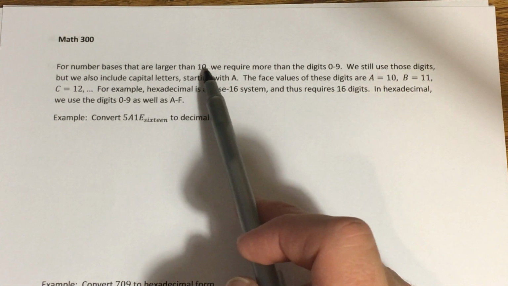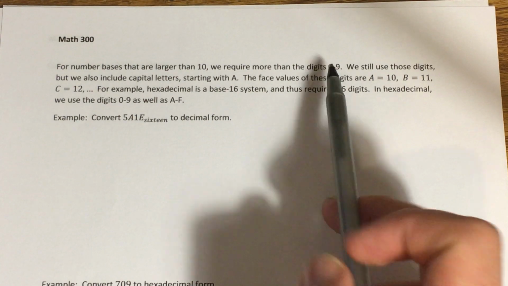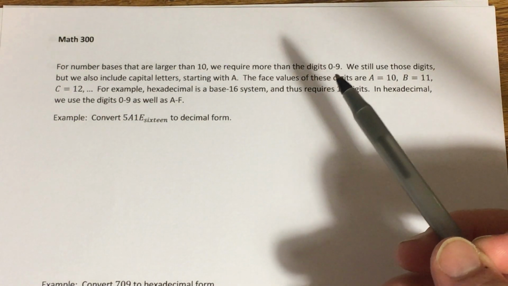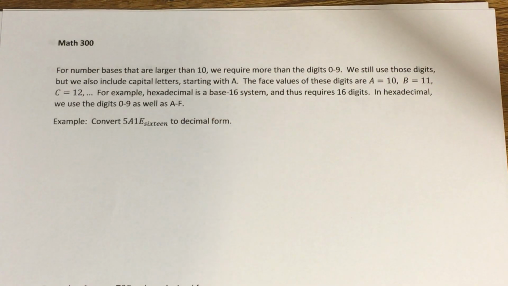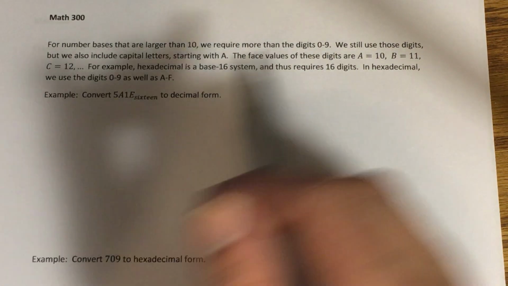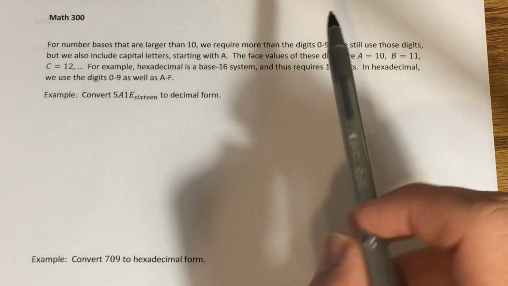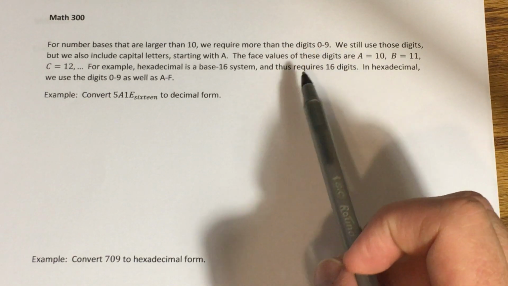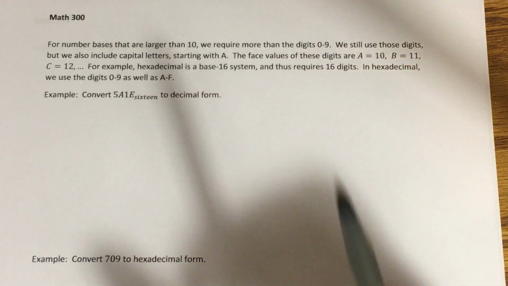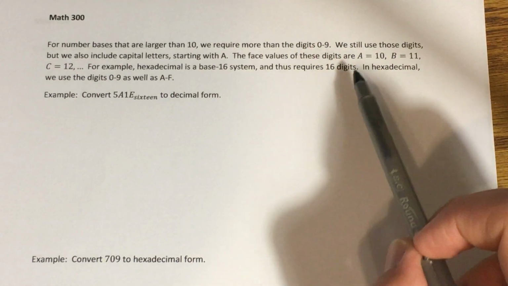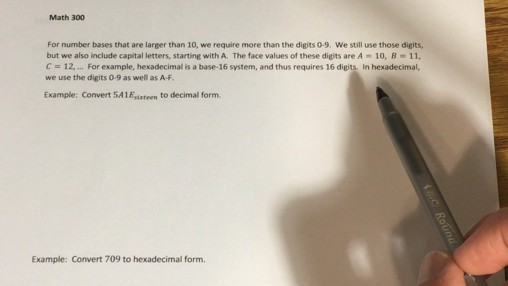So the base of a number tells me how many digits I need. What if I'm working in hexadecimal, for example? That's a base 16 system. That means I need to have 16 digits available to use in those different place values. I can use 0 through 9. That gives me 10 digits to use, but that means I have to find 6 more symbols to use as digits. And what we do is once we get past 9, we start using capital letters to represent digits.